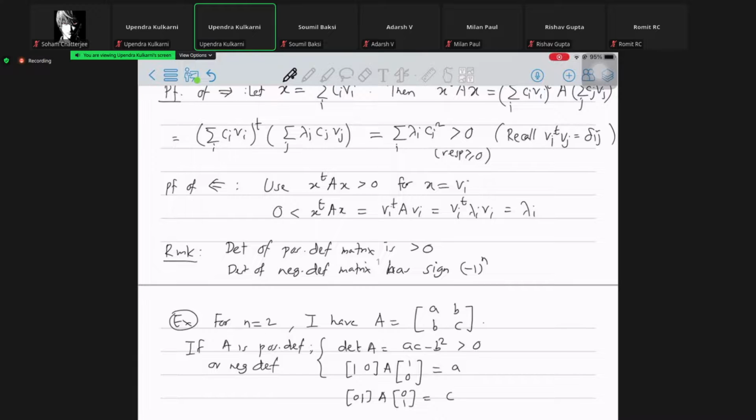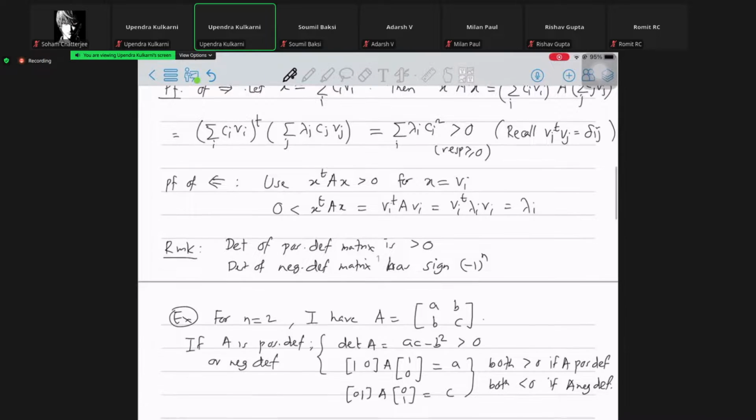So depending on whether the matrix is positive definite or negative definite, the entries small a and small c have to be either both positive or both negative. Correct? So both greater than 0 if A is positive definite, and both less than 0 if A is negative definite.